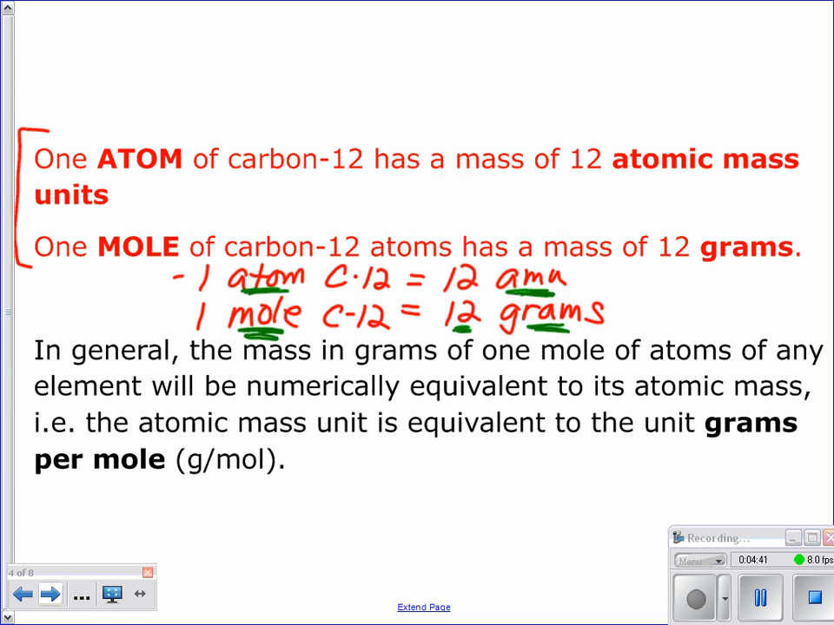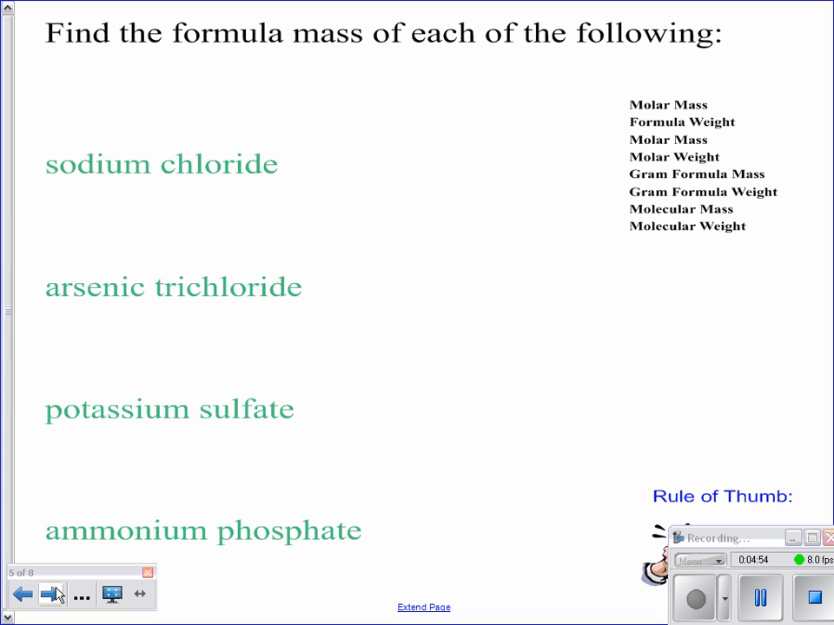So I can look at my periodic table and I can say, yeah, if I had a mole of potassium, there would be 39.10 grams of potassium in 1 mole of potassium. All right, so then we get to this.